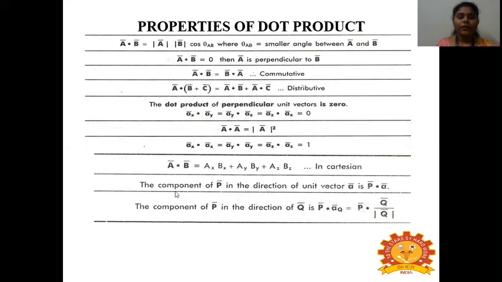The component of P vector in the direction of a unit vector A is obtained by P vector dot A vector. Next, the component of P vector in the direction of Q is obtained by P vector dot AQ vector, where AQ is a unit vector. Here the unit vector is not given directly, but the direction of Q is given. So we have to find the unit vector of the Q vector. This is obtained with the formula P vector dot Q vector divided by modulus of Q.